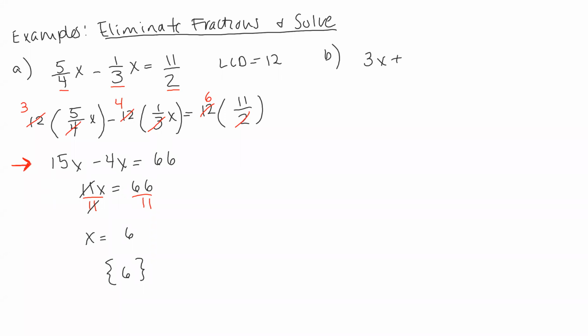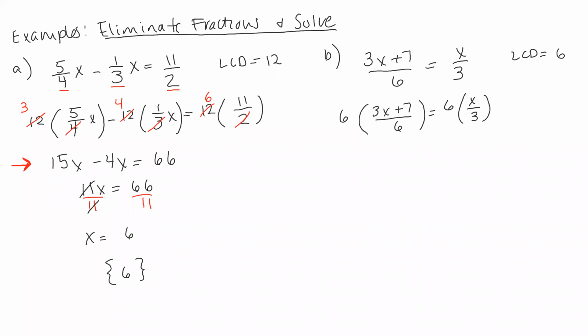Let's say I have (3x plus 7) over 6 equals x over 3. So in this case, I have an LCD of 6. 6 is the smallest number that both 6 and 3 would divide into. So I'm going to multiply each of these 2 terms by 6. So (3x plus 7) over 6 is a single term. And then x over 3 is a single term.